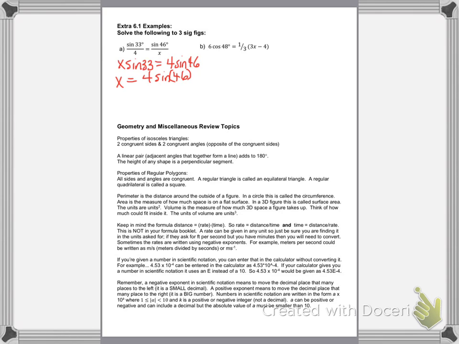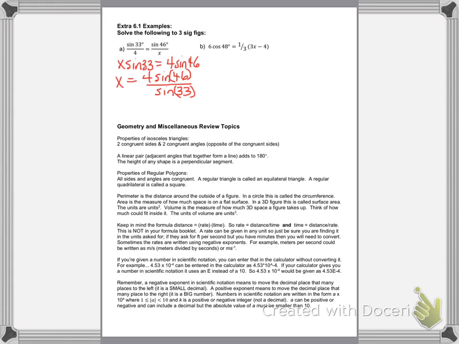Now I'm going to put that in a parenthesis, and I'll tell you why here in just a minute. Now, be careful about this step that I just did here. The sine of 33 is a number. It's just a super yucky number, but it is multiplied times x. So to get the x by itself, you would need to divide both sides by it.